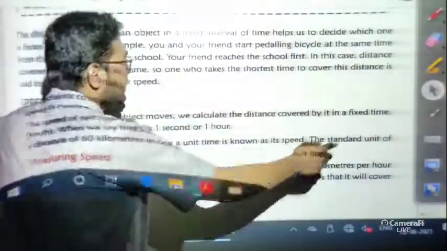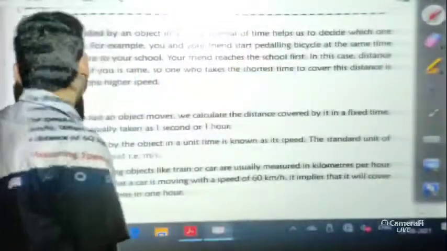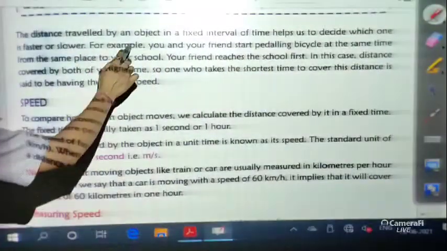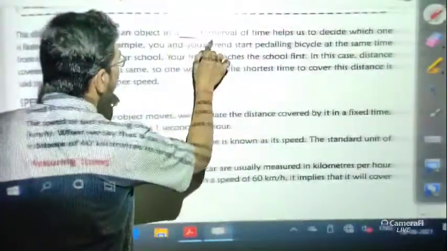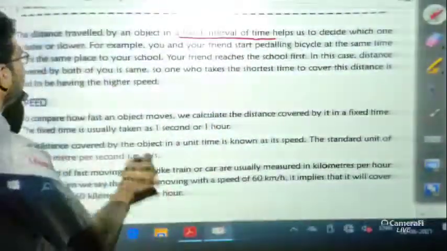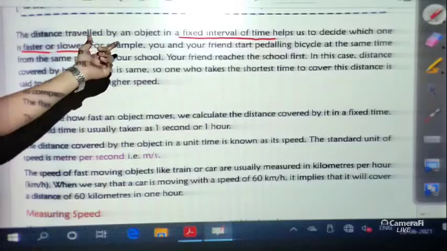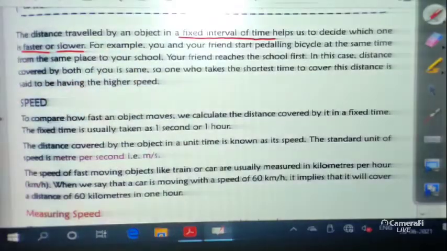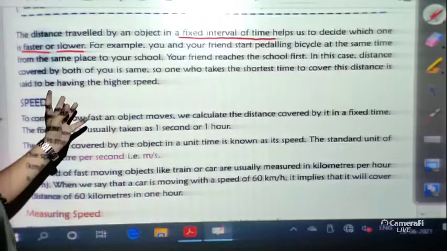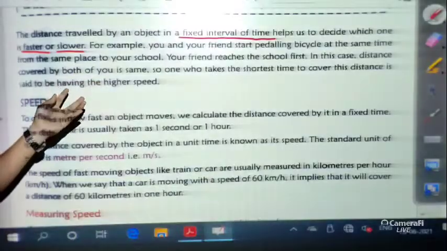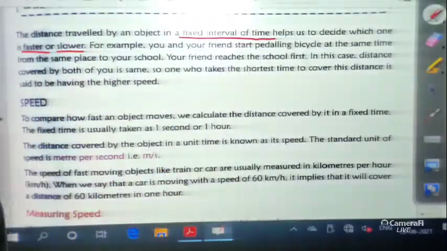You can see here, it is written in the introduction part that the distance traveled by an object in a fixed interval of time helps us to decide which one is faster or slower. Definitely, if in a fixed interval of time two objects are there and one covers more distance, then you can easily say that the object which covers more distance is the faster.